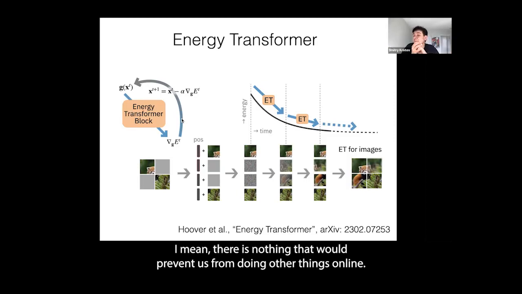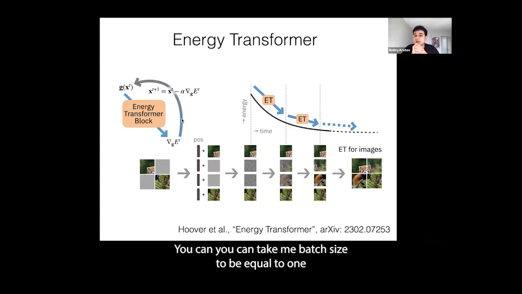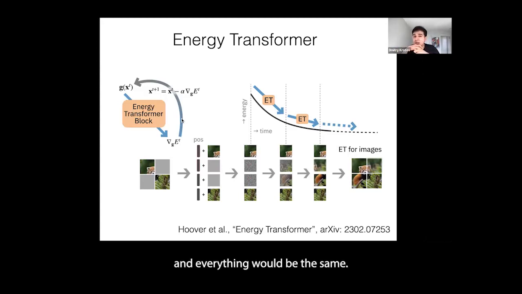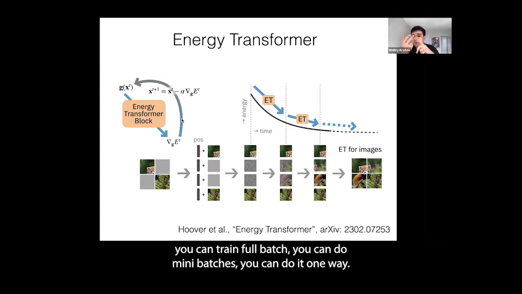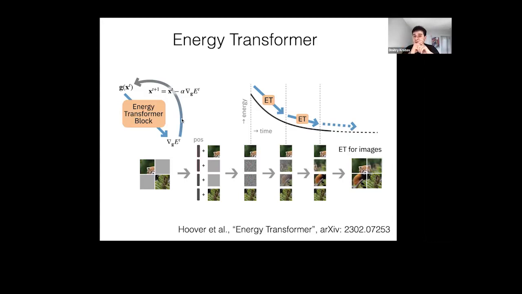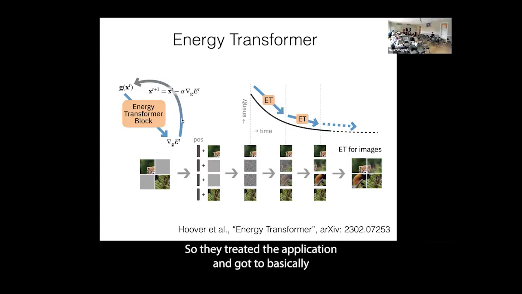We could. There's nothing that would prevent us from doing things online. You can take the mini batch size to be equal to 1, and everything would be the same. These systems are completely agnostic about that aspect. You can train full batch, you can do mini batches, you can do online. They can do all three options. So it sounds like the equilibrium propagation, where you evaluate without the fixed point.